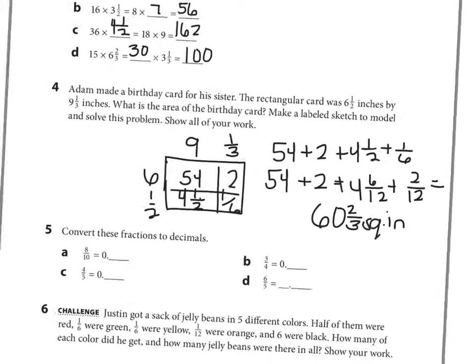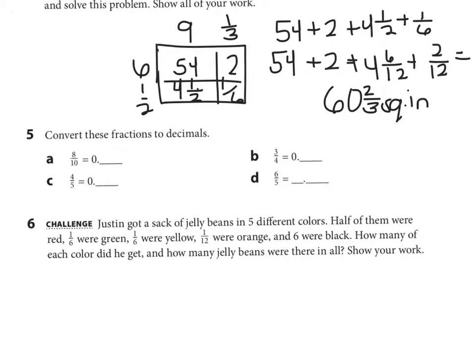And let's keep continuing on number 5. Convert these fractions to decimals. 8/10 is the same as 4/5. That'd be 0.8. 3/4 is 0.75, and 6/5 is 1 and 2/10, or 1.2.